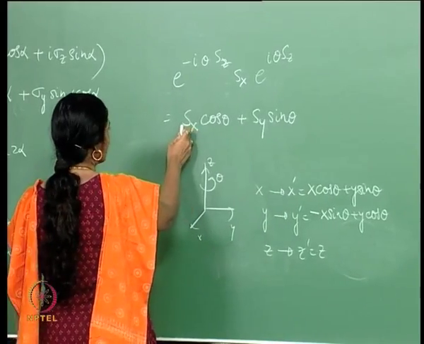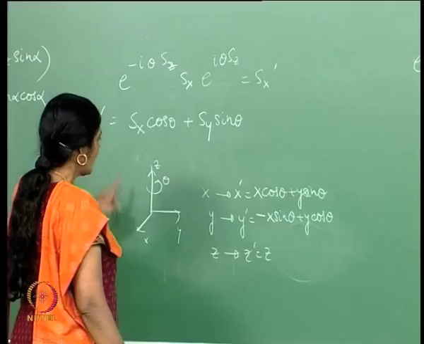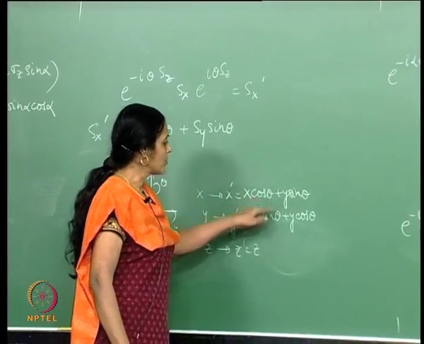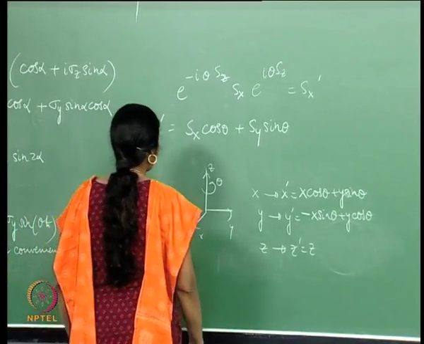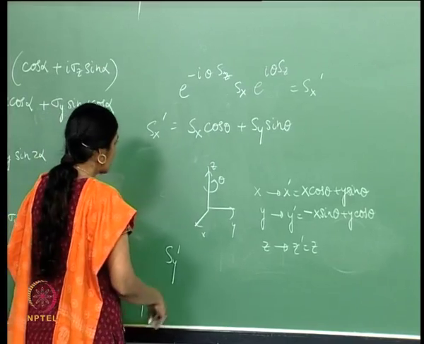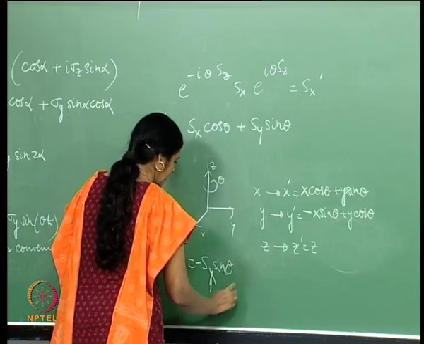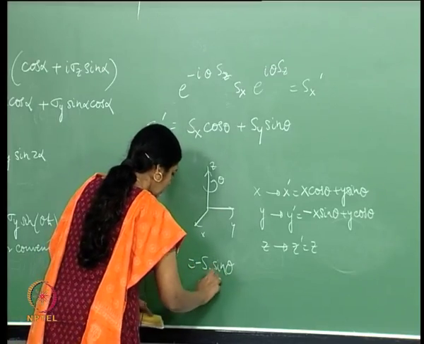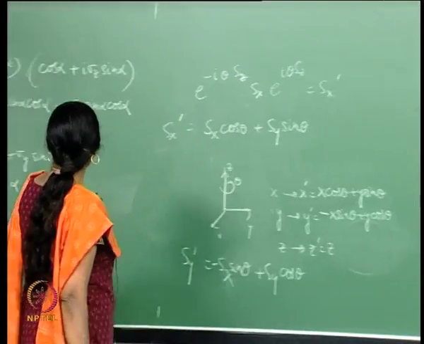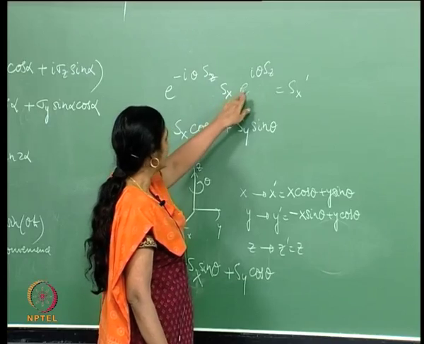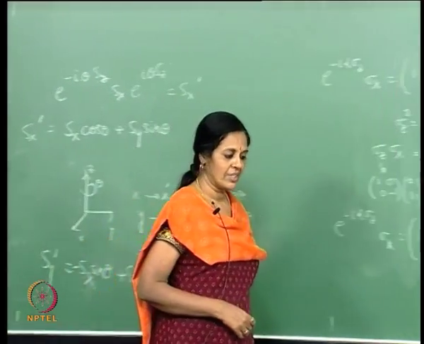The manner in which Sx has transformed under this transformation is simply reminiscent of the manner in which x transforms under rotations by an angle theta about the z axis. You can work this out and show in a similar manner that Sy prime is minus Sx sin theta plus Sy cos theta. And if you consider e to the minus i theta Sz, e to the i theta Sz, it is clear that Sz commutes with this, and therefore Sz itself does not change.